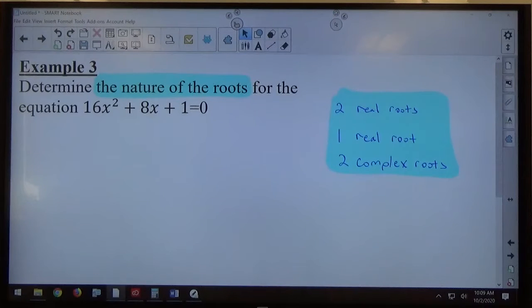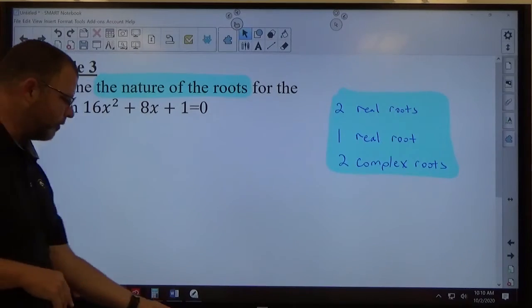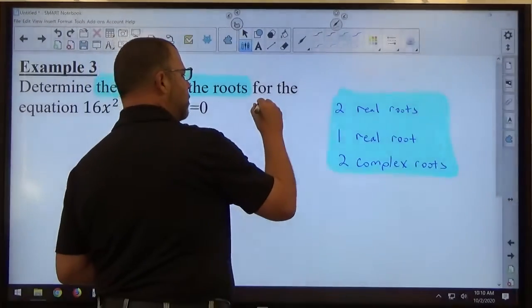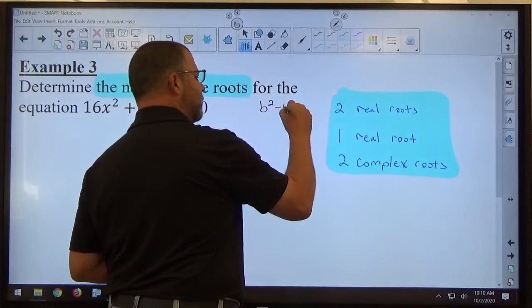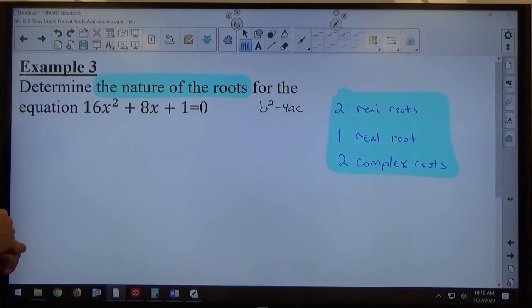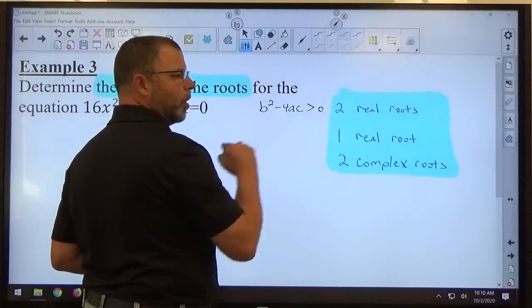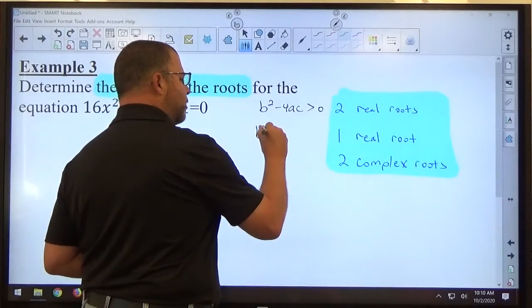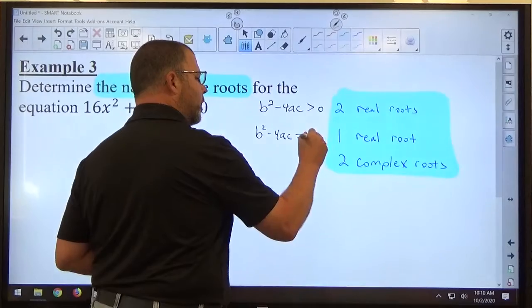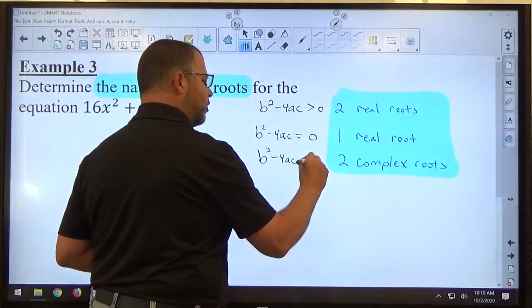There's a way to determine which one of those choices it is, and it's based on the value of b squared minus 4ac. So, when I'm given the question to determine the nature of the roots of any quadratic function, I'm going to evaluate b squared minus 4ac, which is the part underneath the square root in the quadratic formula. If b squared minus 4ac is a positive number, I'm going to get 2 real roots. If b squared minus 4ac is equal to 0, I'm going to get 1 real root. And if b squared minus 4ac is a negative number, I'm going to get 2 complex roots.